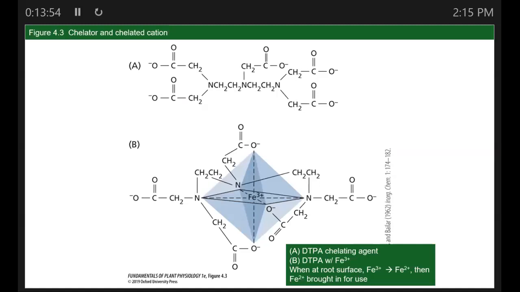Here's just a visual if you are curious about this whole idea of chelation. I'm not going to go into the chemistry of it, but you can see the before and after idea here with the DTPA showing the chelated iron. So iron is very, very important. All right, so that is what I'm going to get into as far as the mineral nutrition.